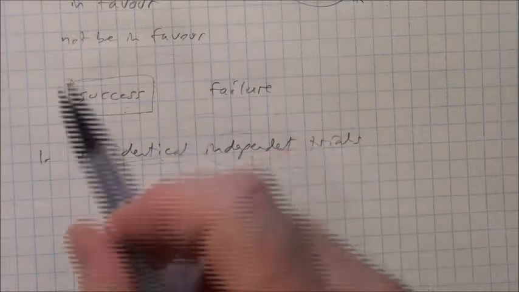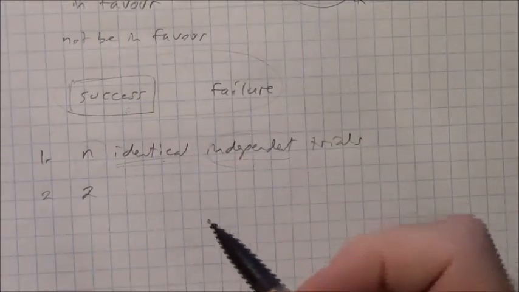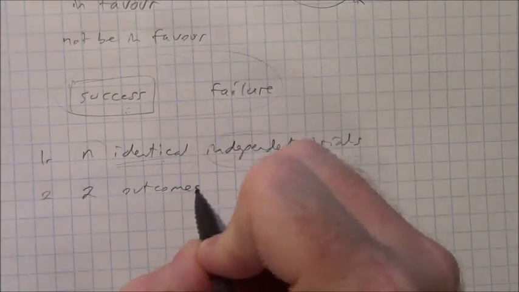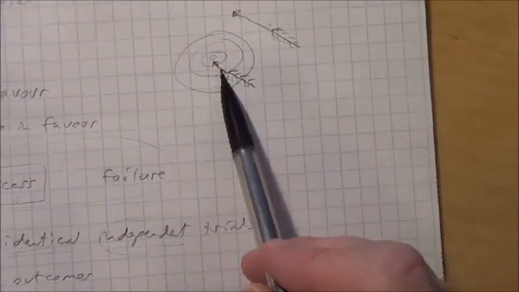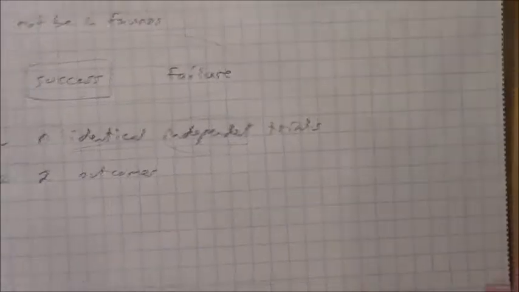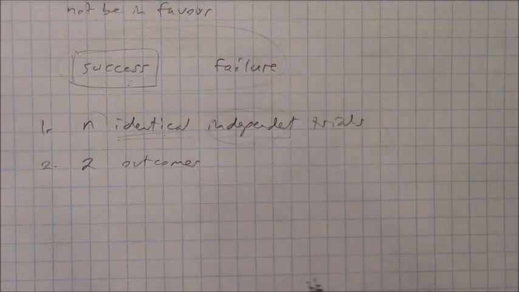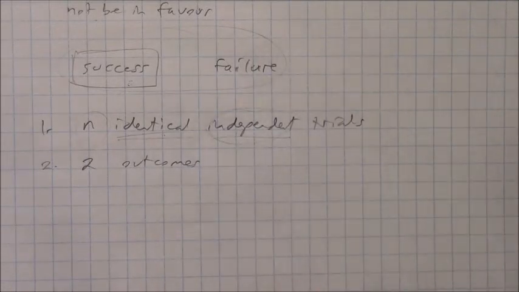As I stated up here, in terms of success and failure, there are two possible outcomes, and that's it. Okay? You're either in favor or you're not. You either hit the target or you don't. You either turn left or you turn right. Or you either get a head or a tail when you flip a coin. Or a light bulb is defective or it's not. So things like that. It's either one or the other.